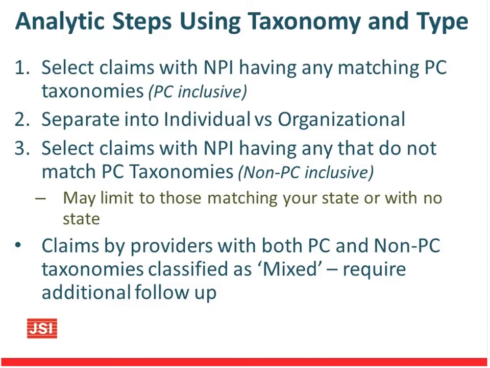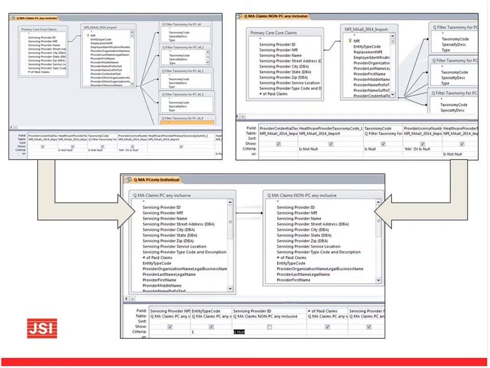Don't try and look at this. It's really just a schematic of what I just talked about. So on the left side, defining PC, any inclusive, and so I've listed out all my taxonomies and see whether they fall into that primary care code listing that I mentioned. On the other side, I'm saying anyone where this lookup table of primary care taxonomies is null.